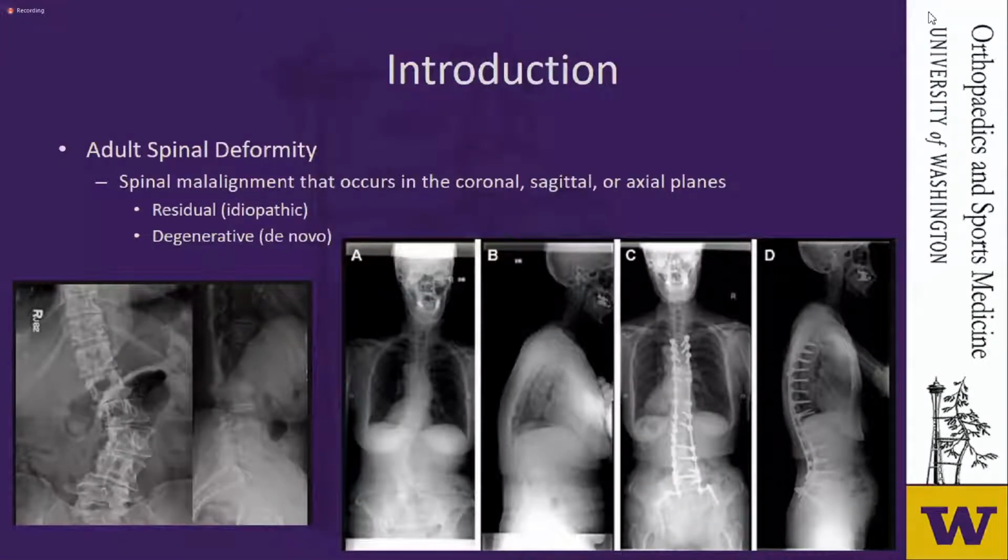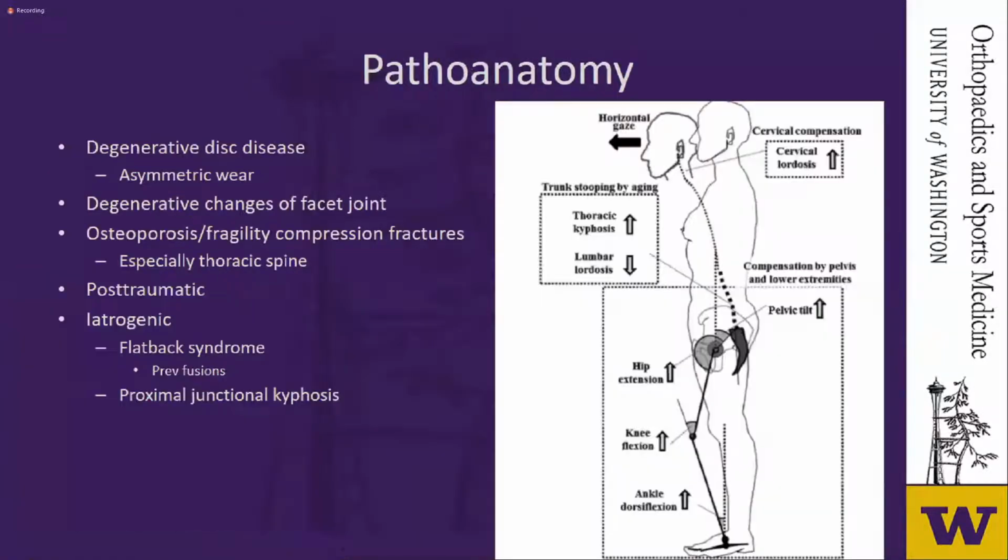So to start off, introduction. Adult spinal deformity is defined as spinal malalignment that occurs in either the coronal, sagittal, or axial planes, or multiple planes. And this can be due to more or less two different reasons. First of which being residual idiopathic scoliosis from childhood that later needs treatment in adulthood, or degenerative scoliosis that occurs with changes that occur in the thoracolumbar spine.